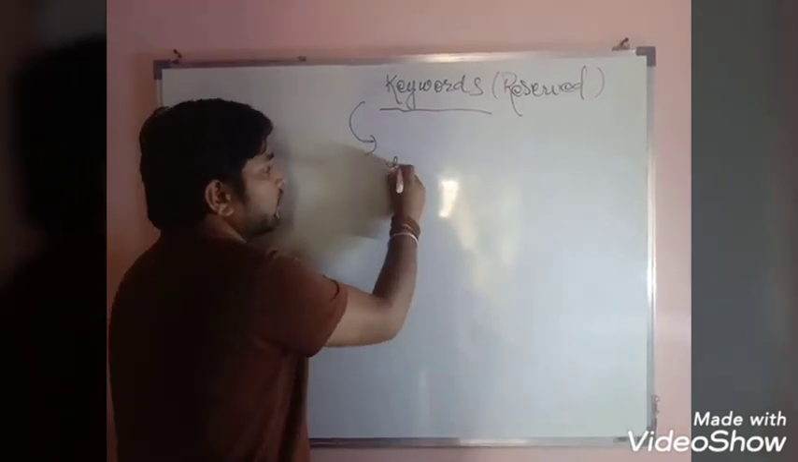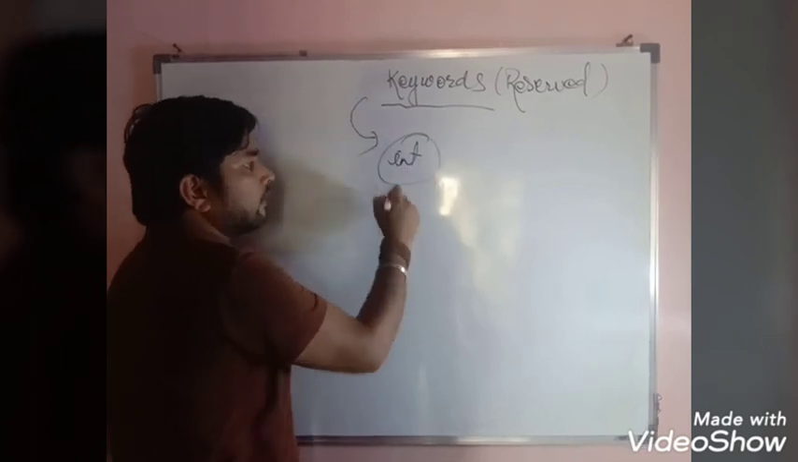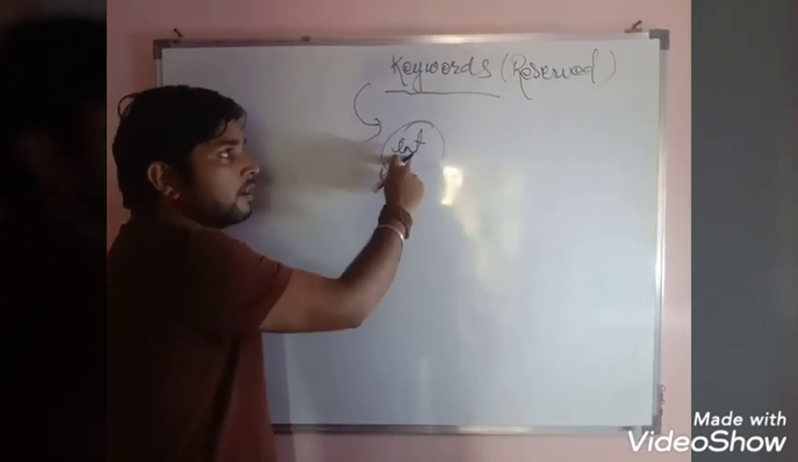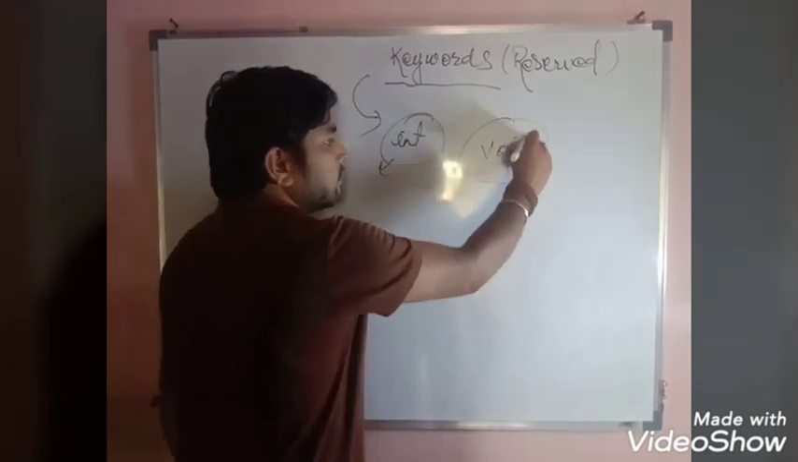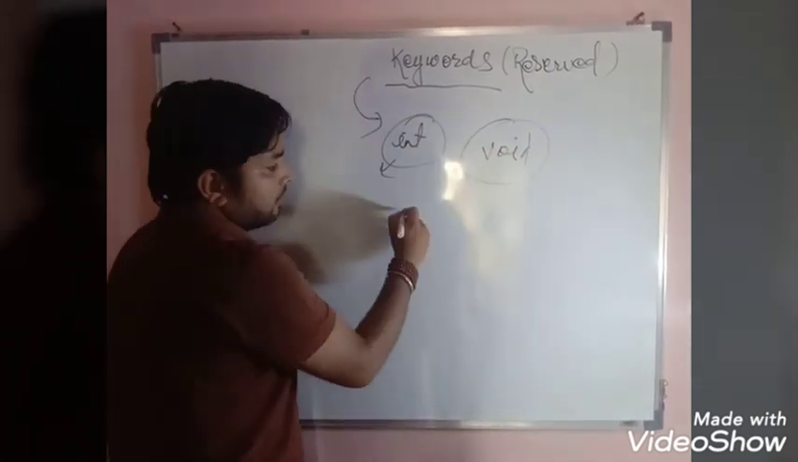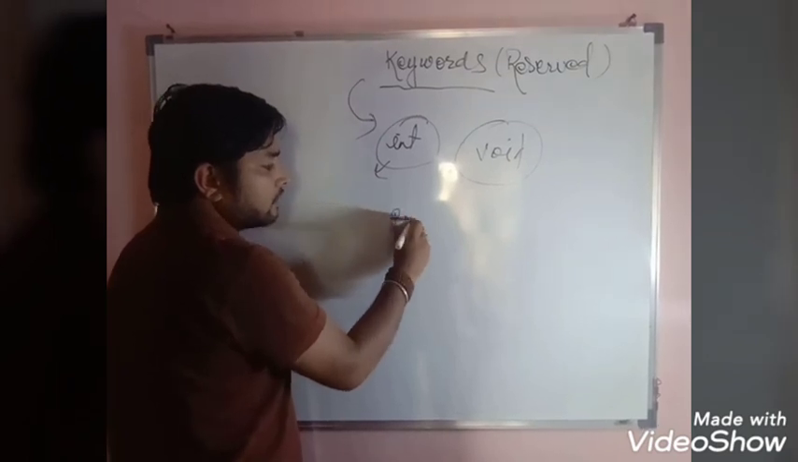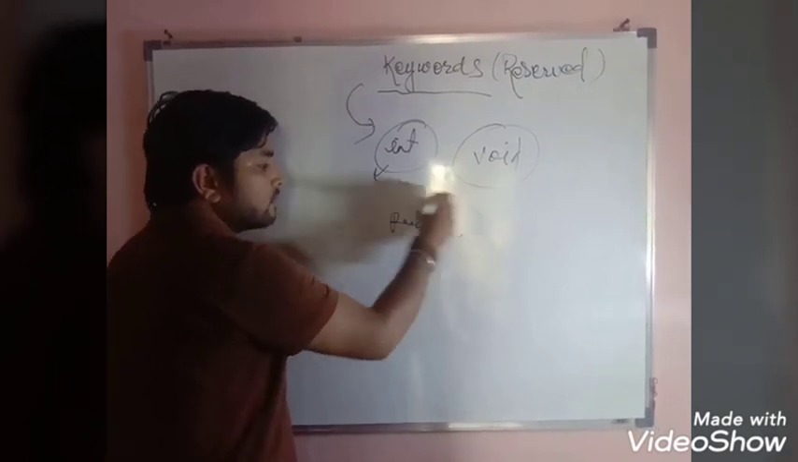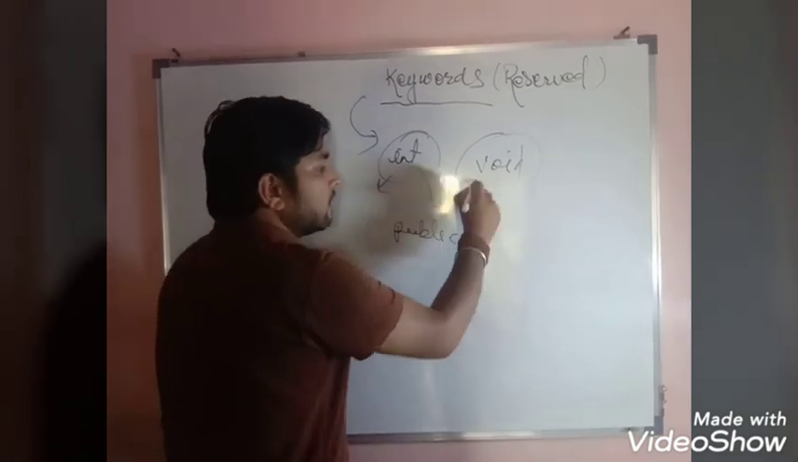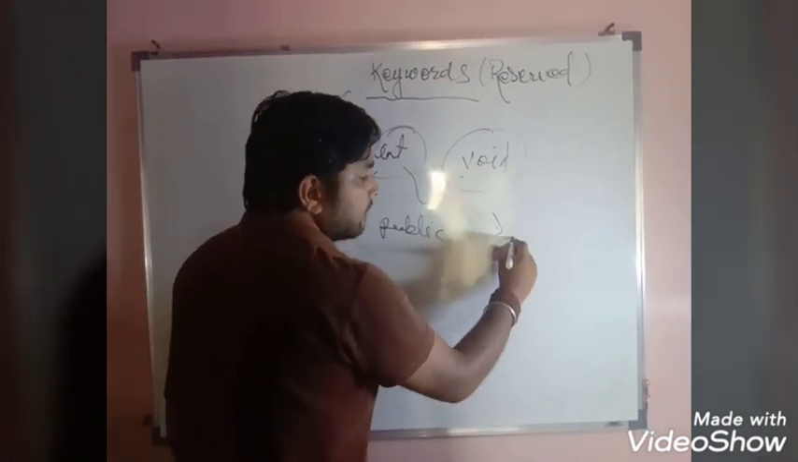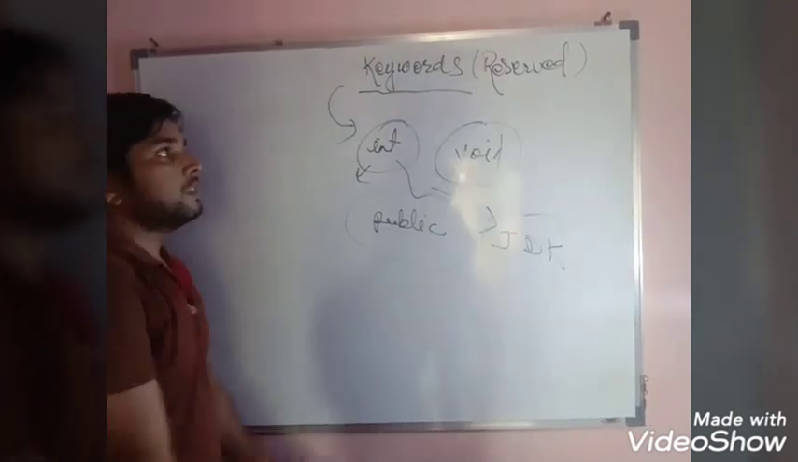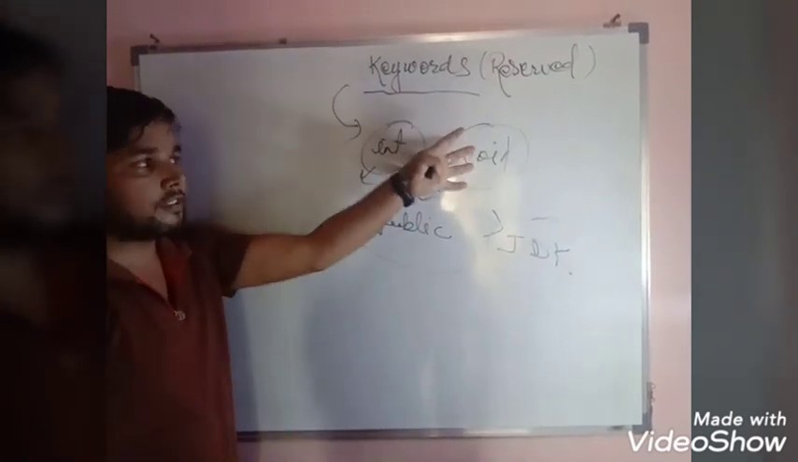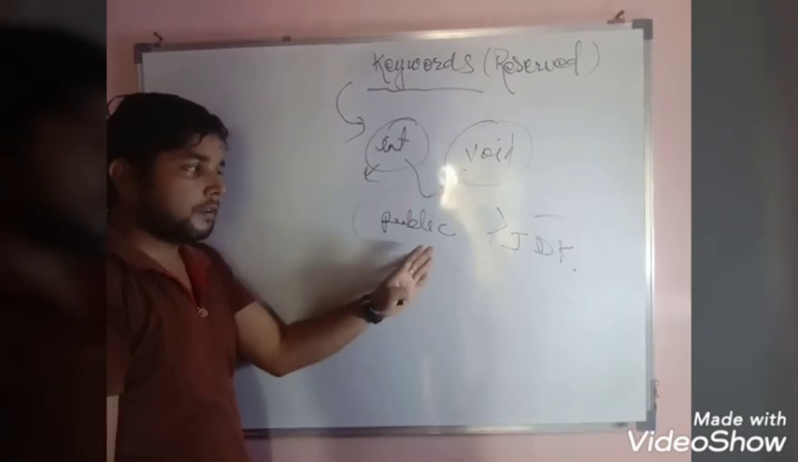Some examples of reserved words: you have to write them as they are. If we have written void, this is also a keyword or reserved word. If we are writing public, this is also a reserved word, because you have to write it as it is. All these things are defined in the Java library, that is the JDK. So these are the keywords, the reserved words which are fixed throughout the program.